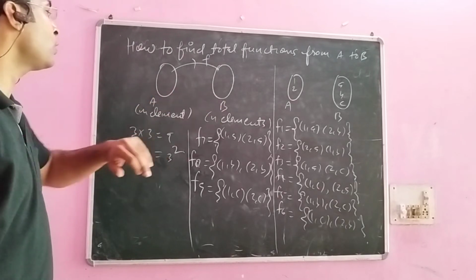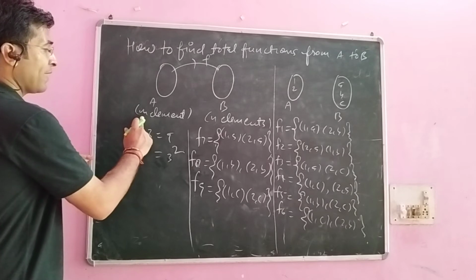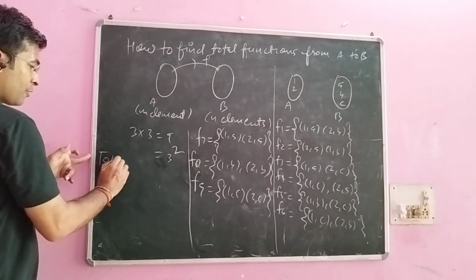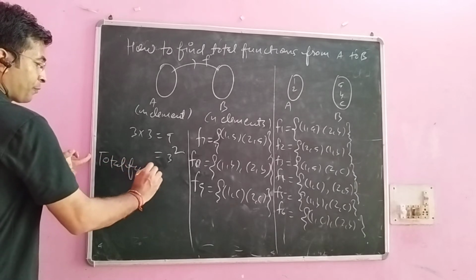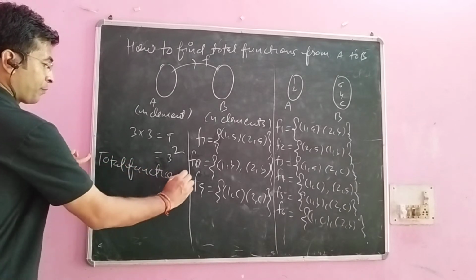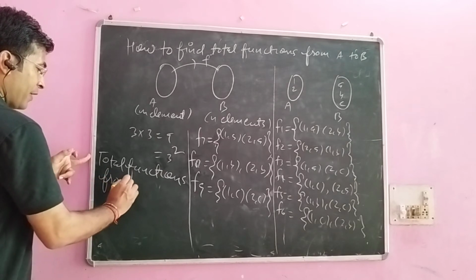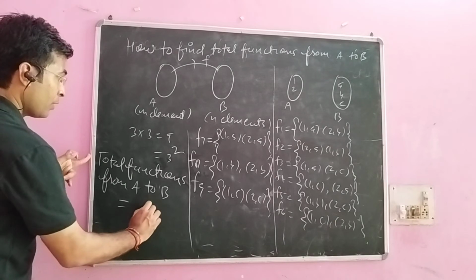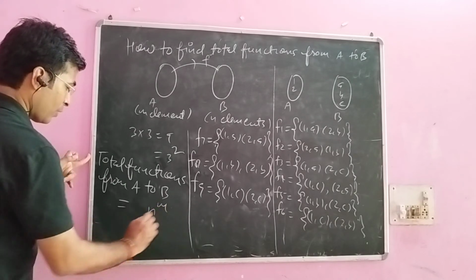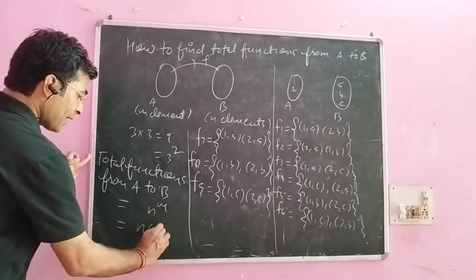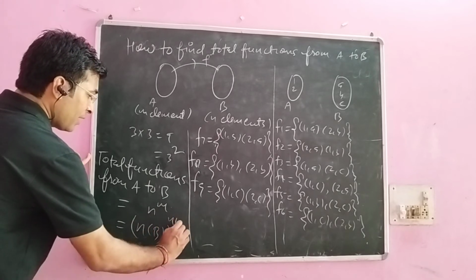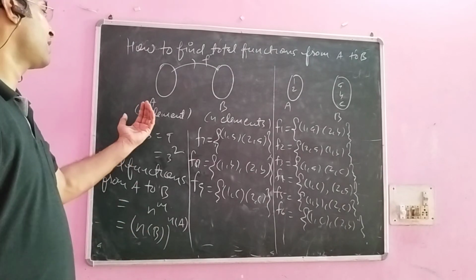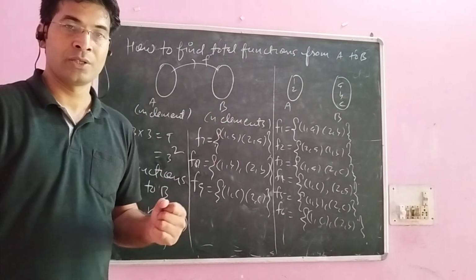Now we are just going to generalize this formula, how to find the total number of functions from A to B when A has m elements and B has n elements. So total functions from A to B is equal to n to the power m, or it is better to say n(B) whole power n(A). This is the total number of functions from set A to set B.